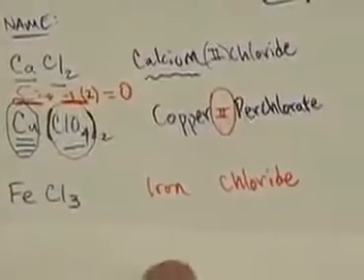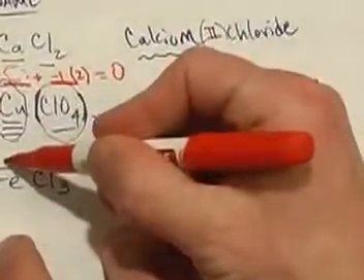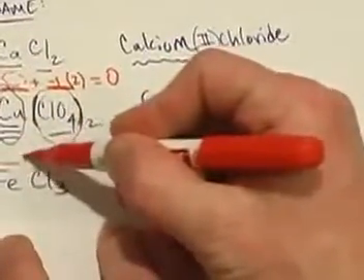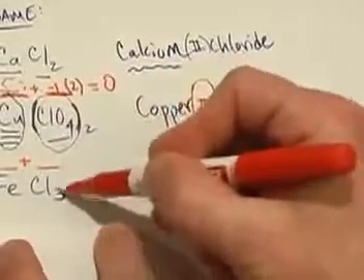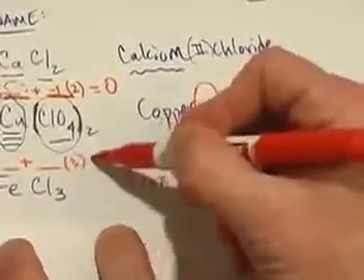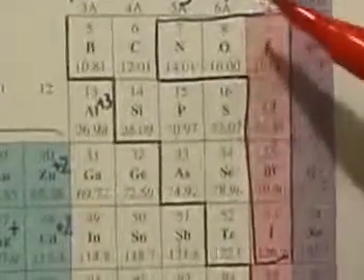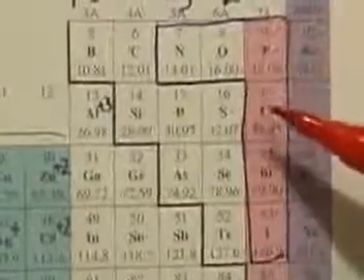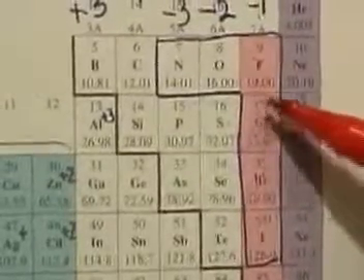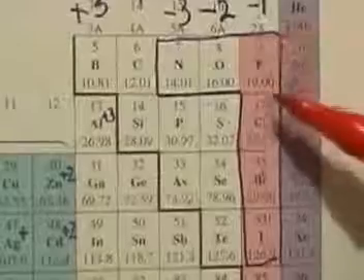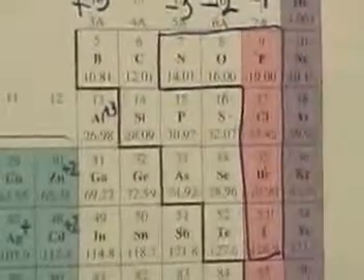How do you figure it out? Well, you write a little mathematical equation, and you say whatever iron's charge is plus whatever chlorine's charge is times 3 is equal to 0. Remember, it always has to sum to 0. We're lucky because chlorine on the periodic table is from group 17. And in group 17, everything, including chlorine right here, has a -1 charge. So since we know chlorine's charge, we can figure out what iron's is.